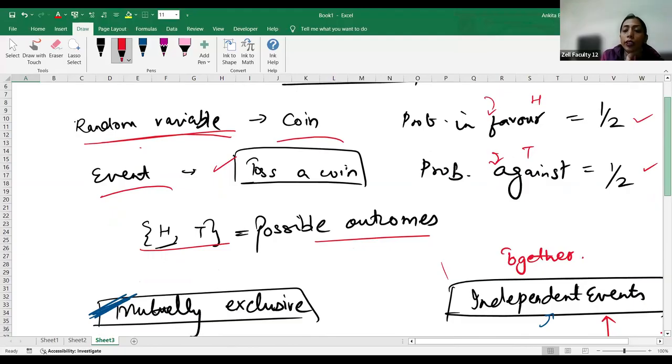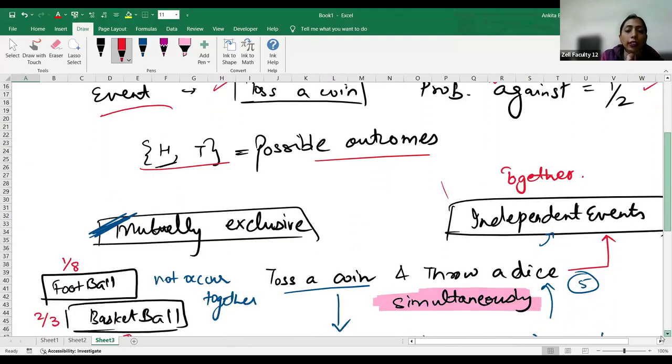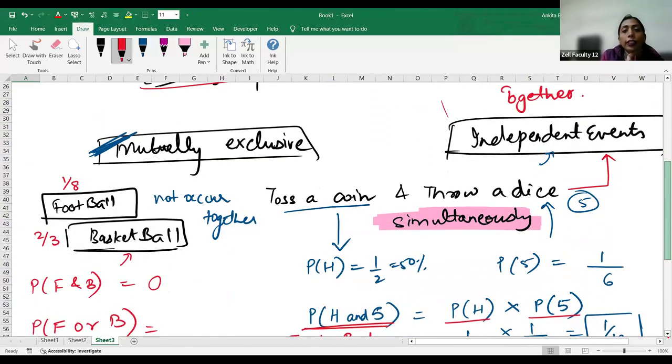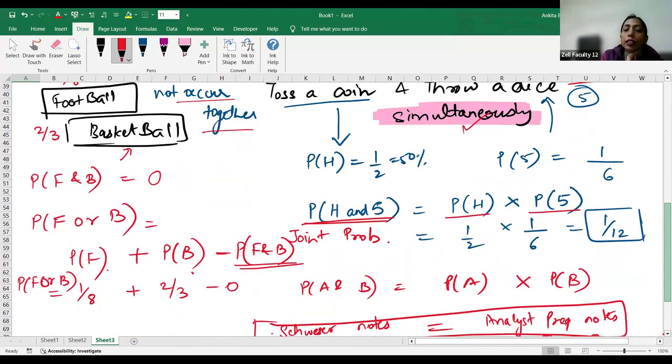And then I talked about two different types of events, mutually exclusive and independent, where I said that independent events are those which can happen together. They can occur simultaneously, while mutually exclusive do not occur together. And then I talked about how I can compute a joint probability. So probability of head and getting a 5 on the dice would be equal to 1 by 12.